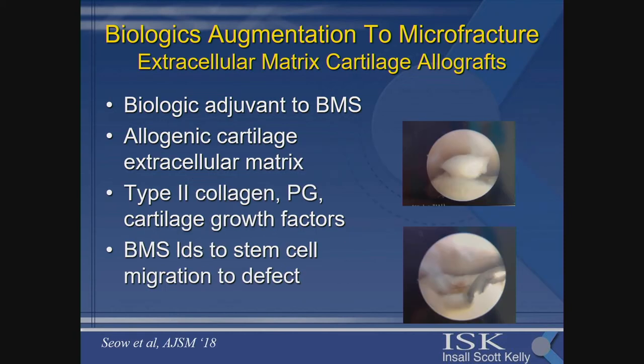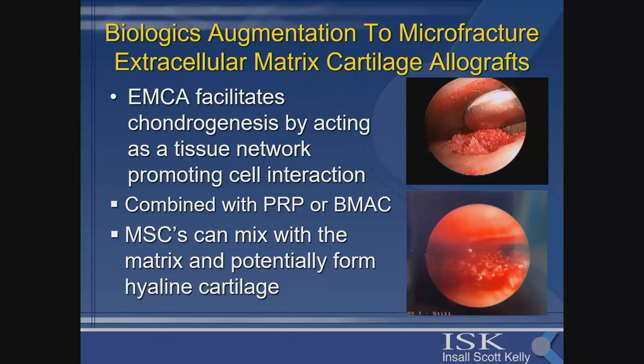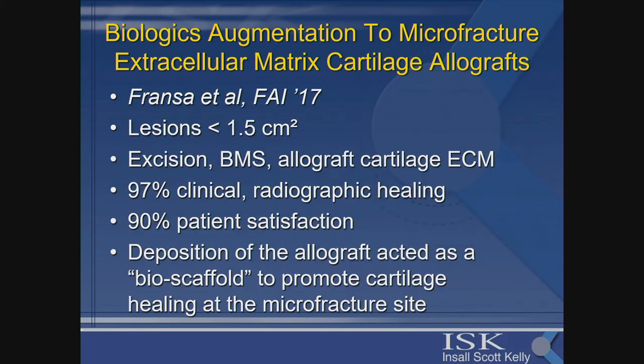What if you add an extracellular matrix cartilage allograft? So again, another biologic adjuvant we can do. This is allogeneic cartilage extracellular matrix. It has type 2 collagen, a lot of growth factors. So you create your defect with the bone marrow. It can allow for stem cell migration to the defect. Then you can paste this on there. It can improve the scaffold, combine it with PRP or BMAC, and allow the stem cells to mix with the matrix and potentially form a hyaline-like cartilage.